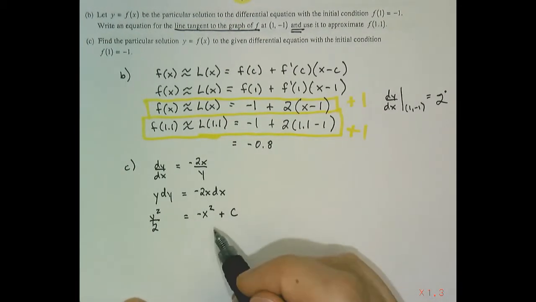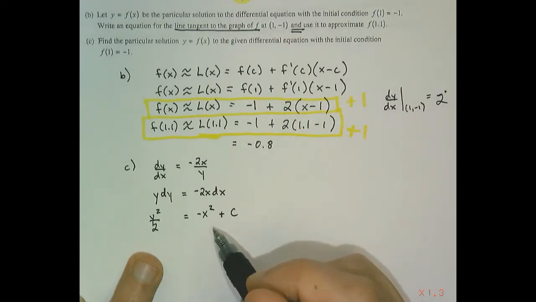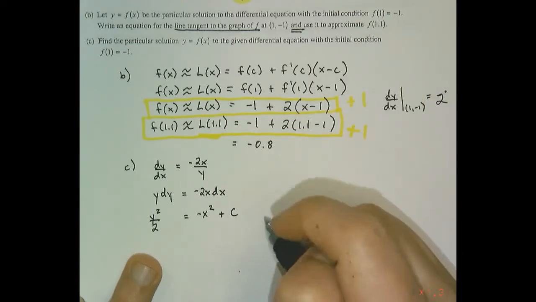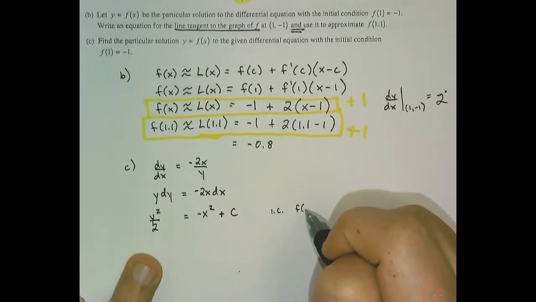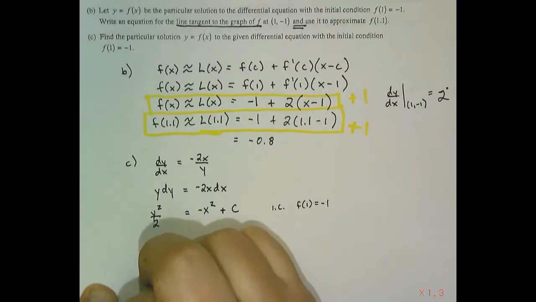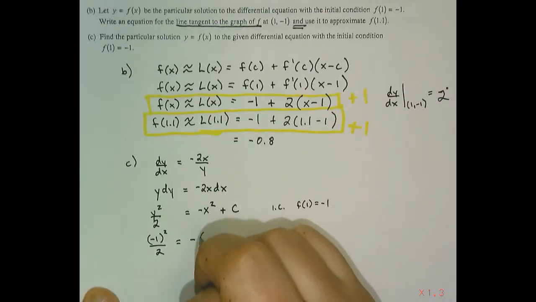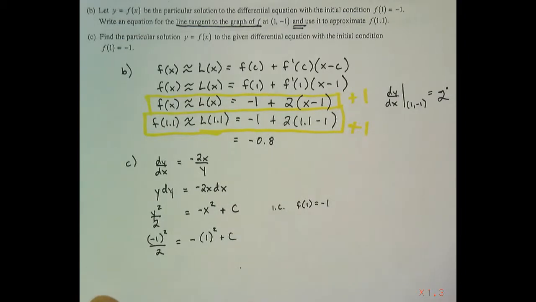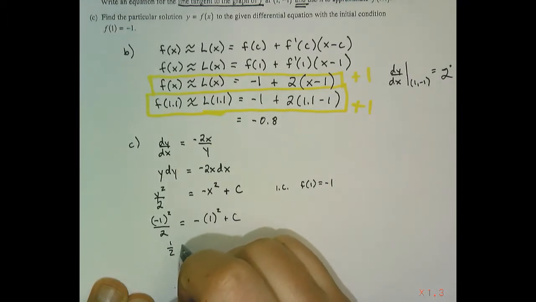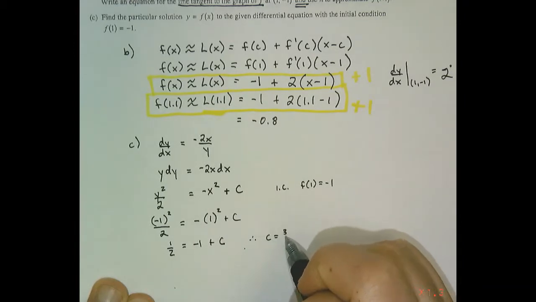Now, at this stage, there is some deviation. Some students will solve for y first. I encourage you, after reflection, to plug in the initial condition first to solve for c. So our initial condition was f of 1 is equal to negative 1. So we're going to plug that into this expression. Negative 1 squared over 2 equals negative 1 squared plus c, which gives us 1/2 equals negative 1 plus c. Therefore, c is 3/2.